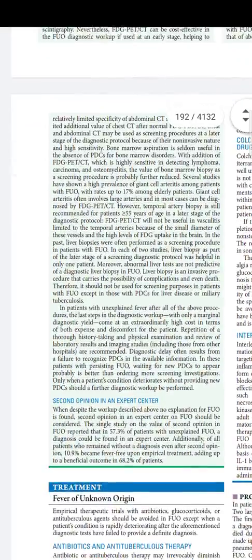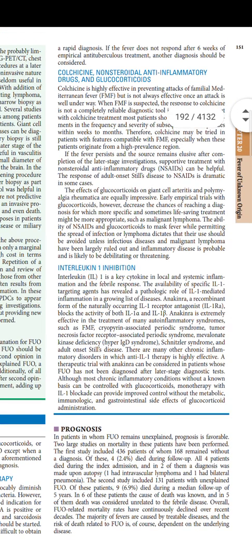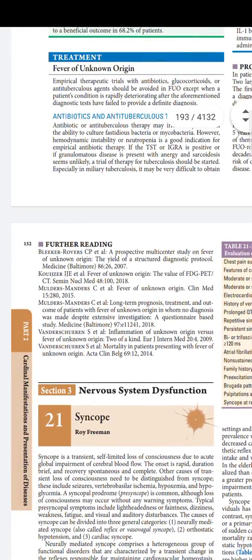And the treatment part is the same, interleukin 1 inhibition. Earlier, in the previous edition, the treatment was given directly as anakinra, but here they have given interleukin 1 inhibition. So maybe there are many blockers other than anakinra also. And the prognosis also they have changed. The prognosis paragraph is different compared to the previous one.